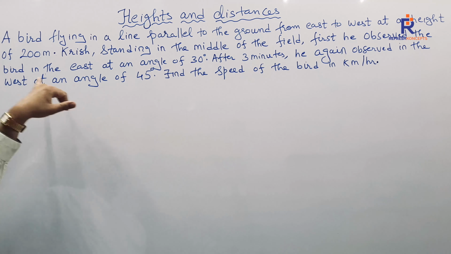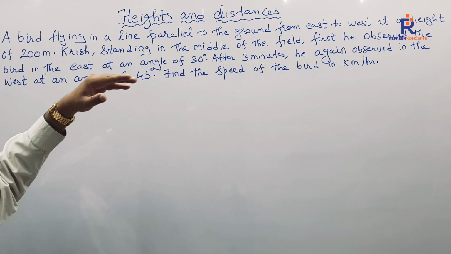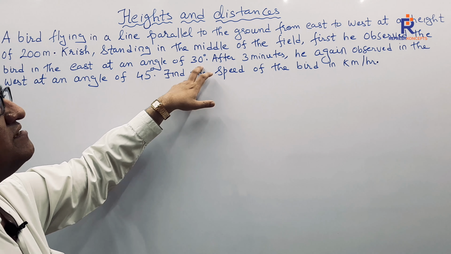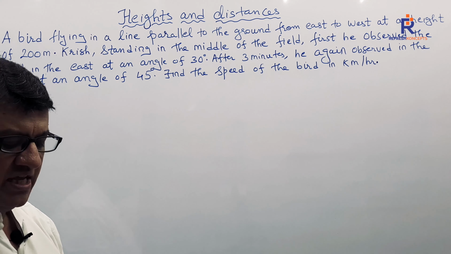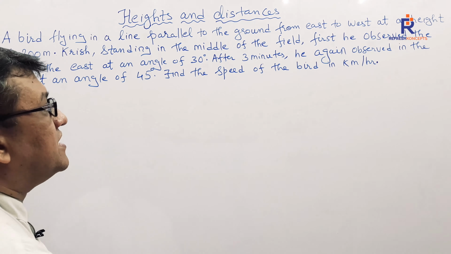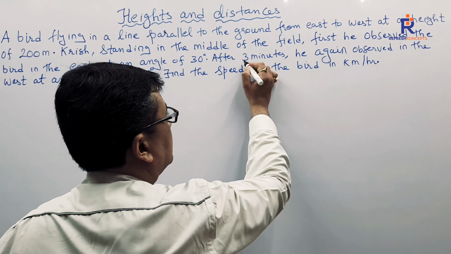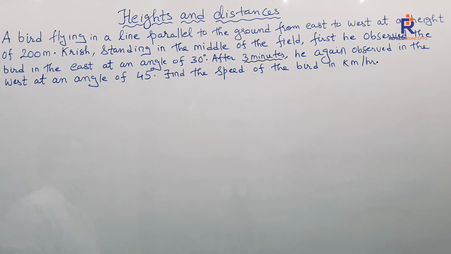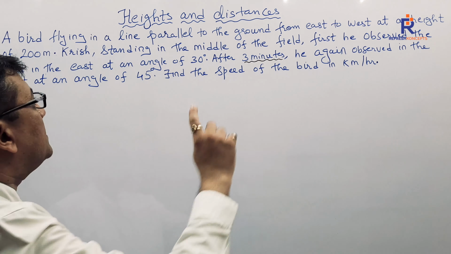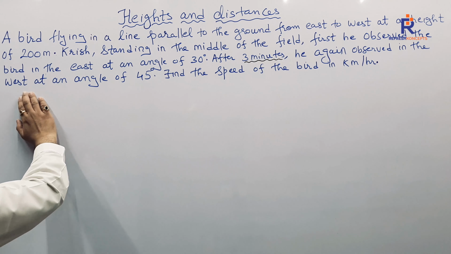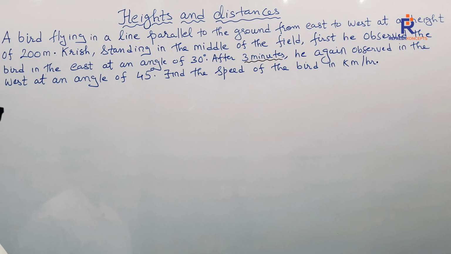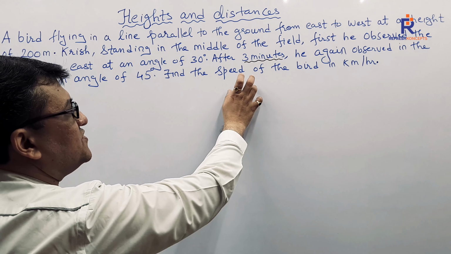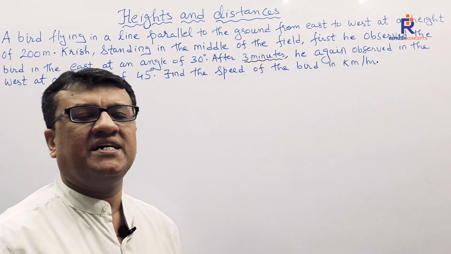First he observes the bird in the east direction at an angle of elevation of 30 degree. After 3 minutes. Children, kindly pay attention to this particular thing. After 3 minutes, he again observes the same bird in west direction at an angle of elevation of 45 degree. Find the speed of the bird in kilometer per hour.